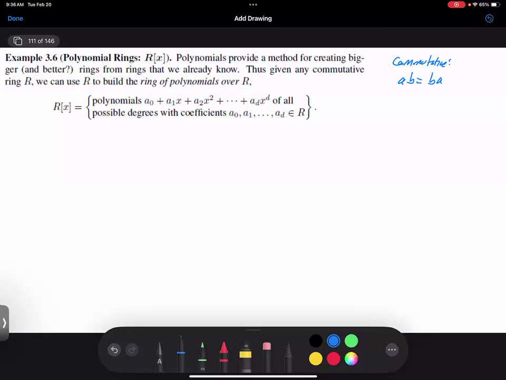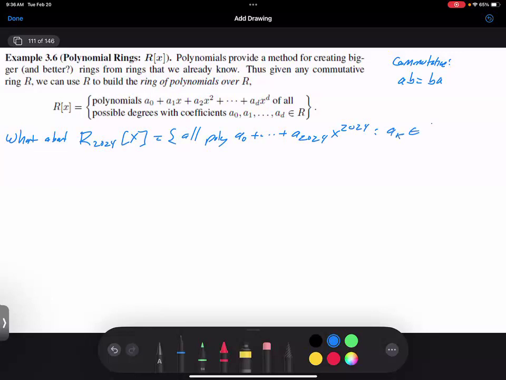R gives rise to a polynomial ring. And so R[x] is going to be all polynomials of all possible degrees with coefficients in R. So why not consider R sub 2024 of x, which is going to be all polynomials a0 plus dot dot dot plus a2024 x to the 2024, where each ak is in R. Is this a ring, where I look at all polynomials of degree 2024?